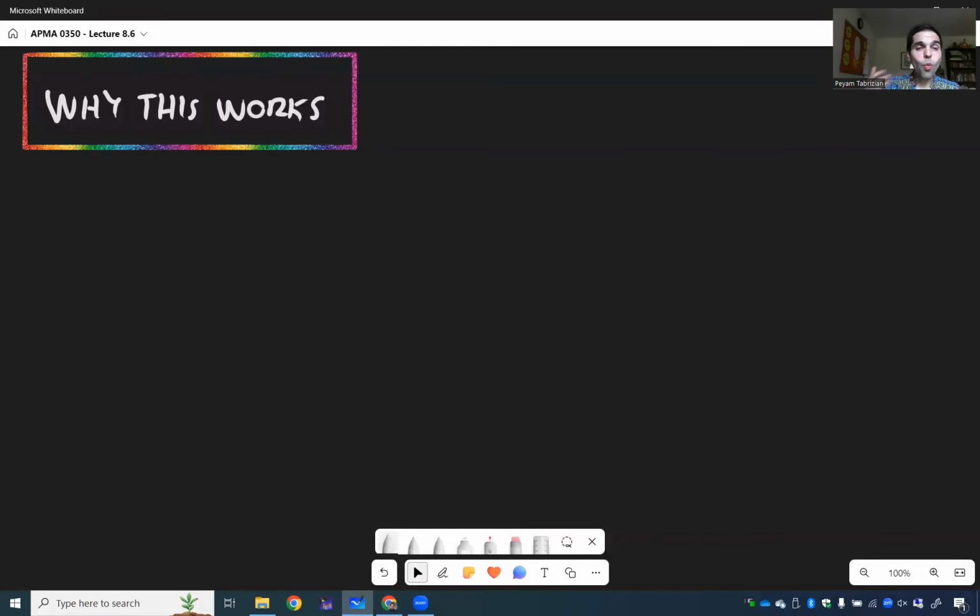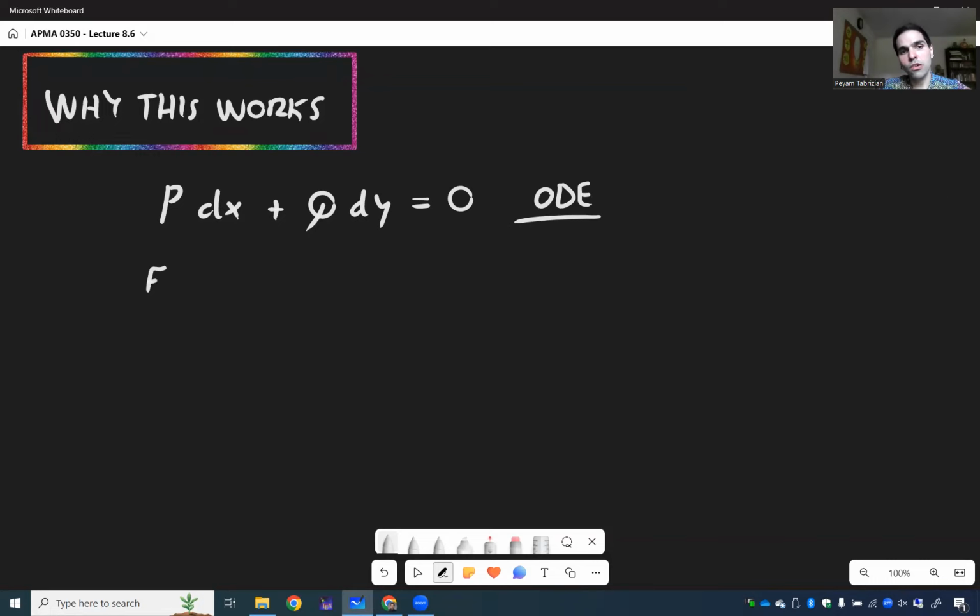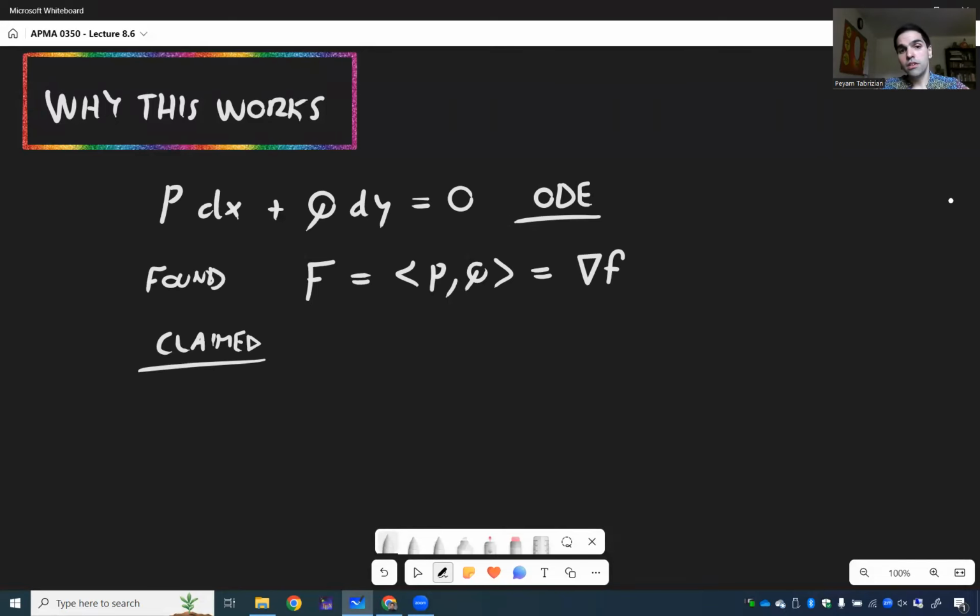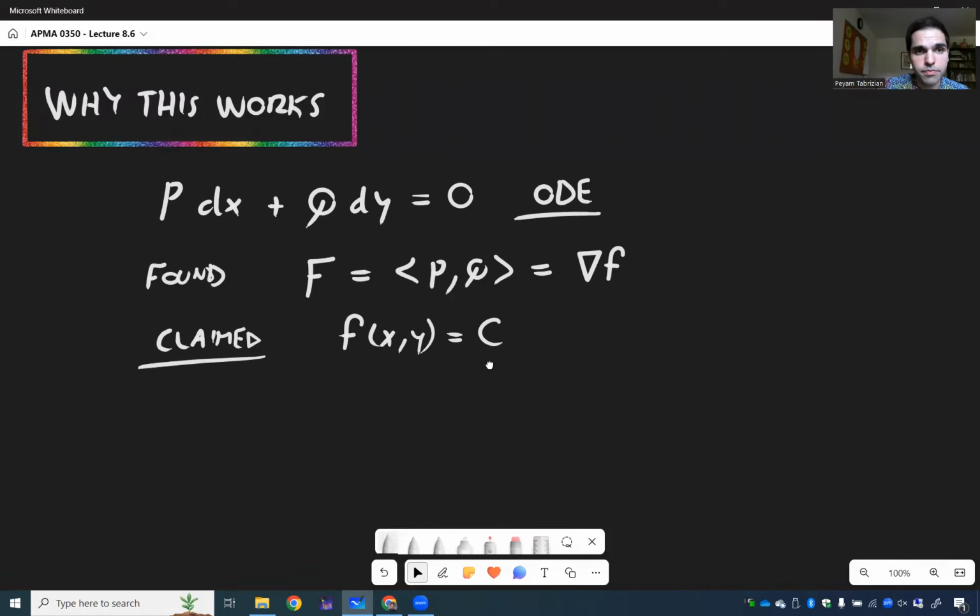All right, now let me show you why the exact equation method works. Because so far we had P dx plus Q dy equals 0. There was our ODE. And we basically found that F, which is our vector field (P, Q), is the gradient of a function f, the antiderivative of F. And we claim that this means that f of (x, y) is constant, and that helps us find a solution. Now let me show you why this is true.